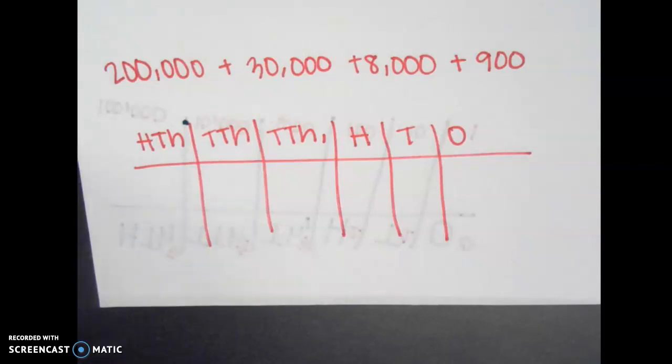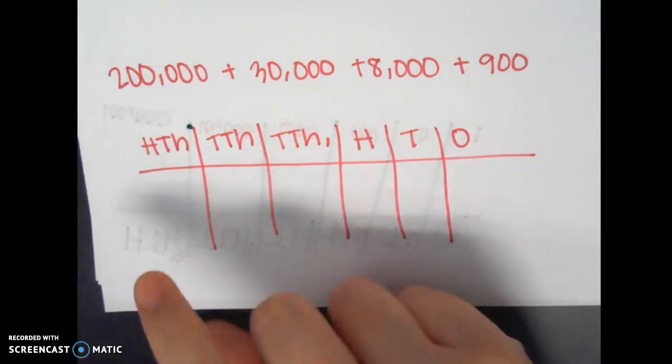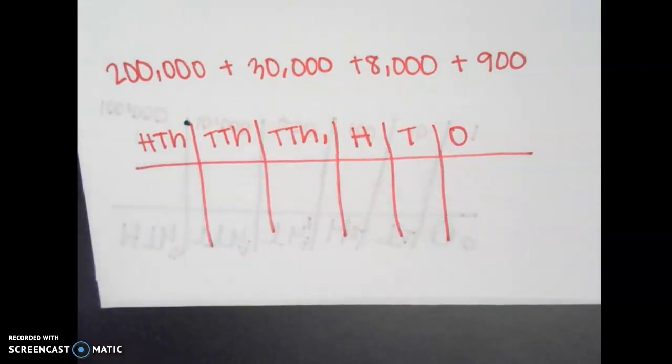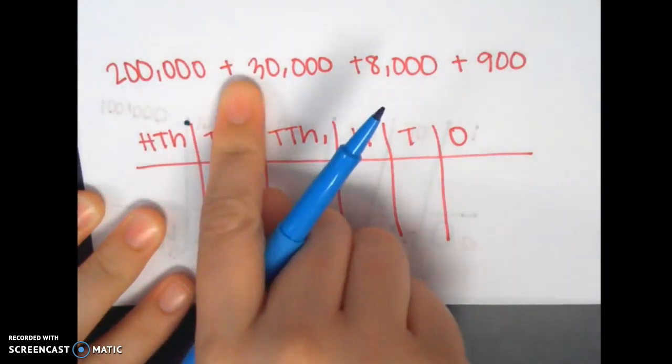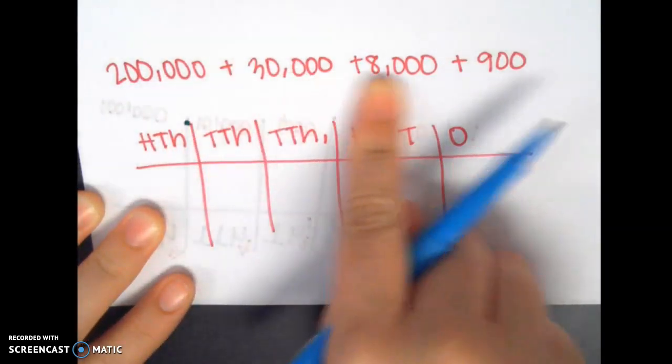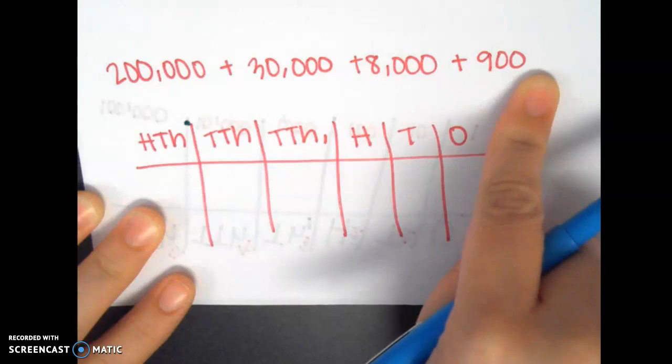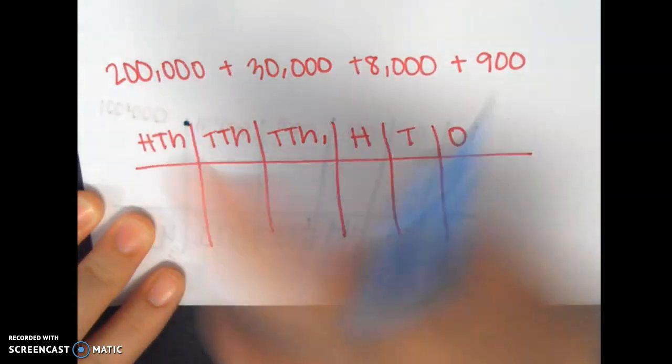Okay, we're going to go through one more of these videos of taking a number from expanded form into standard form, and I'm also going to show you a way that they may ask the question. So this number, 200,000 plus 30,000 plus 8,000 plus 900, I am going to start plugging these in.